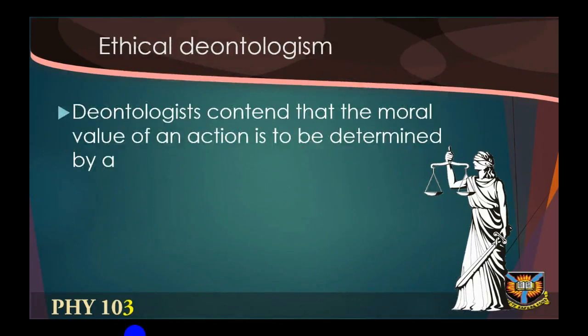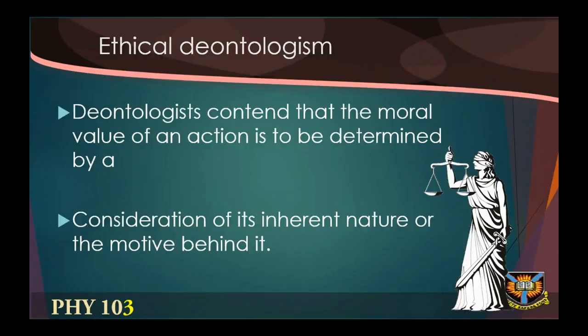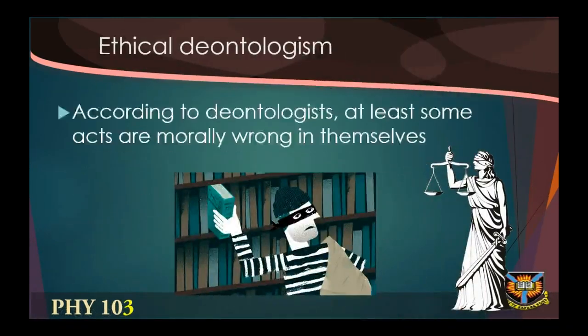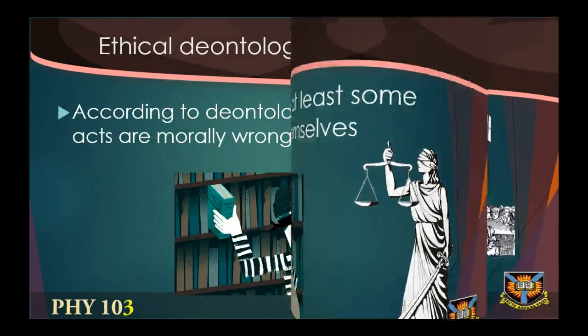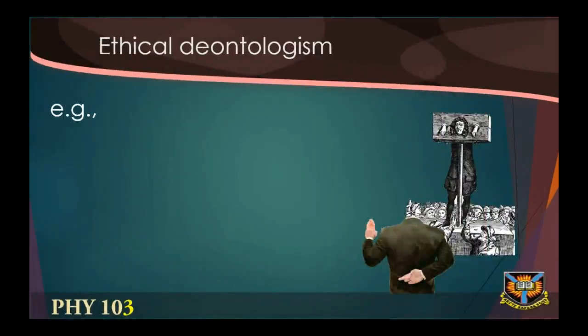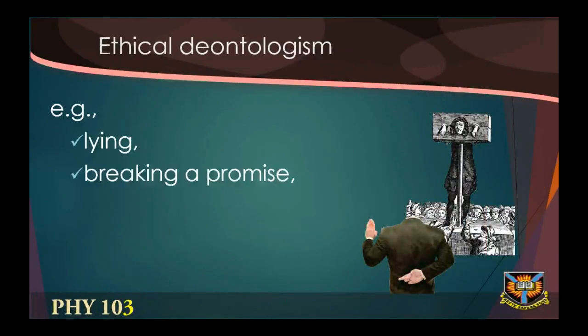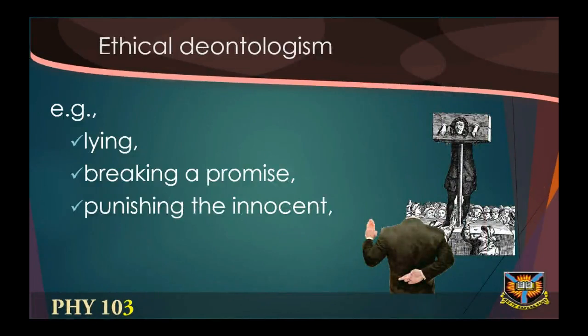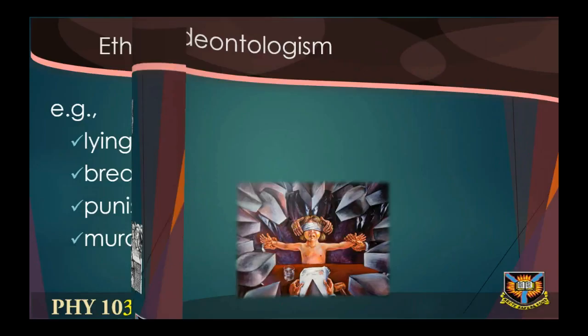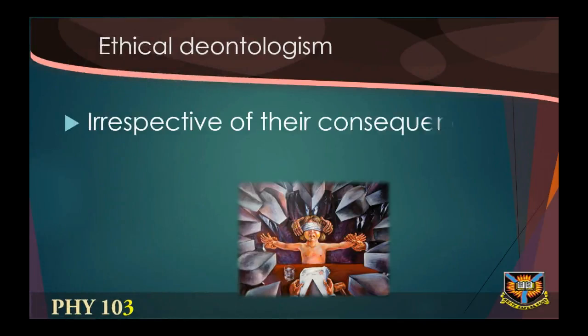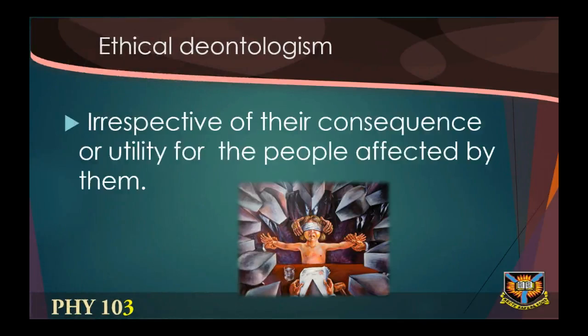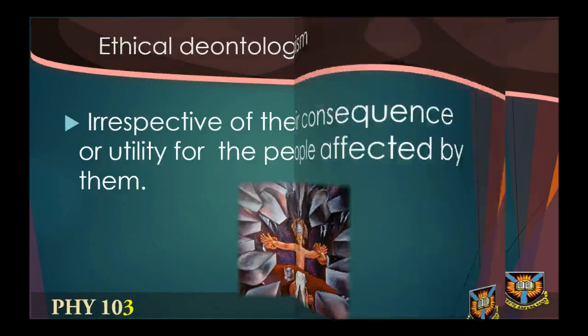Speaking broadly, deontologists contend that the moral value of an action is to be determined by a consideration of its inherent nature or the motive behind it. In the opinion of deontologists, at least some acts are morally wrong in themselves, like lying, breaking a promise, punishing the innocent, and murder, irrespective of their consequences or utility for the agent or the people affected by them.